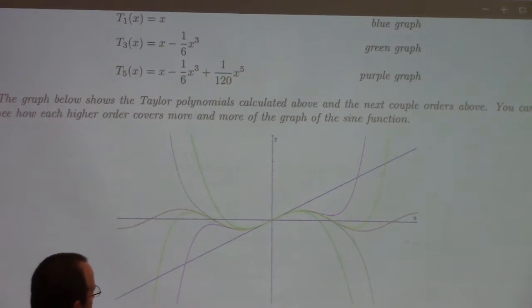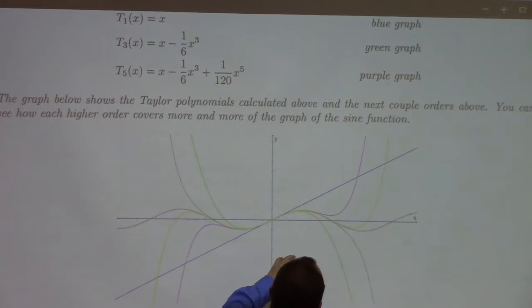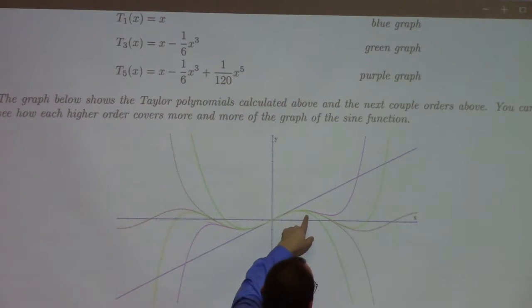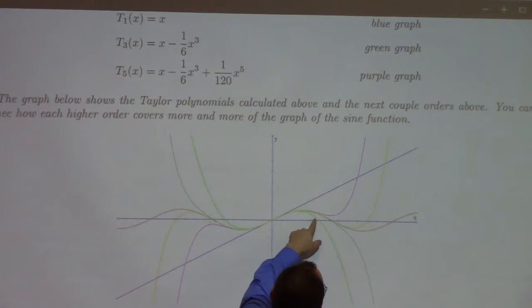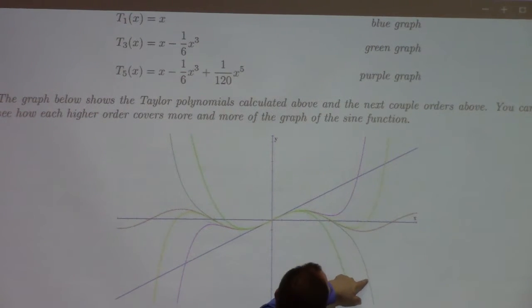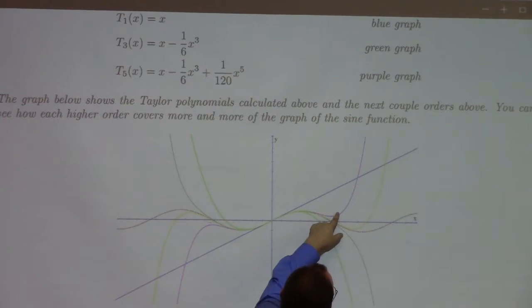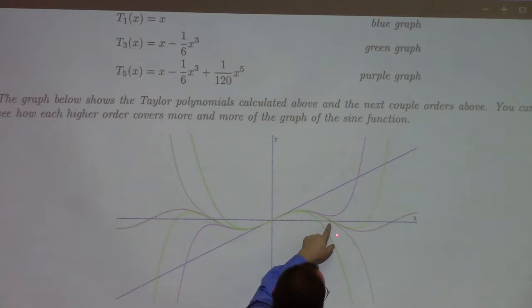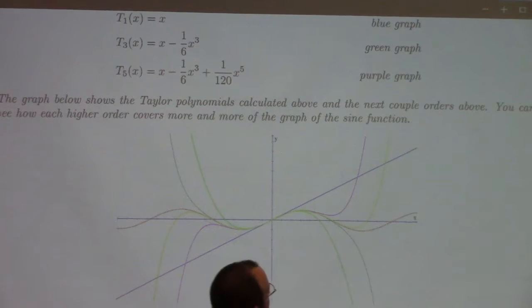Maybe. Wait a minute. Yellow may not be T7. Which one's green? Oh, green is T3. Which is this one? Oh, this must be T7. I'm sorry, this is T7. But my comments are just about right. T7 goes to about here, then it starts dropping off. This yellow one that goes a little bit further must be T9.